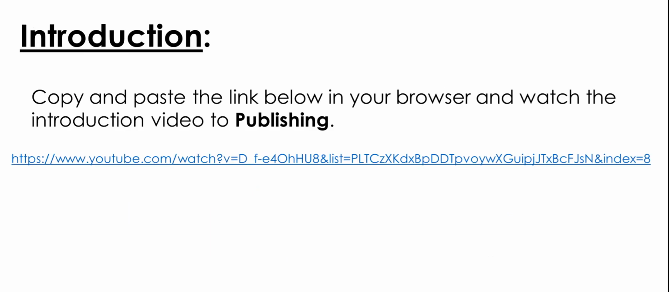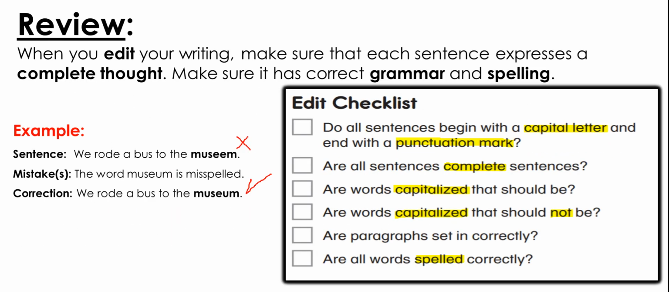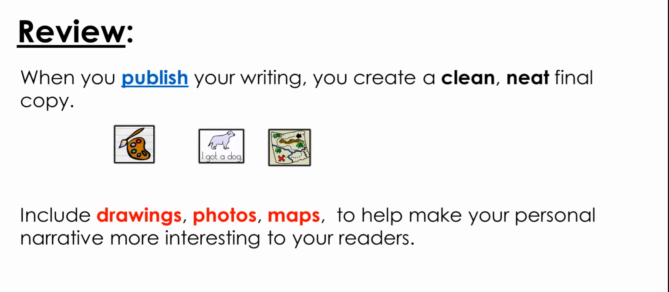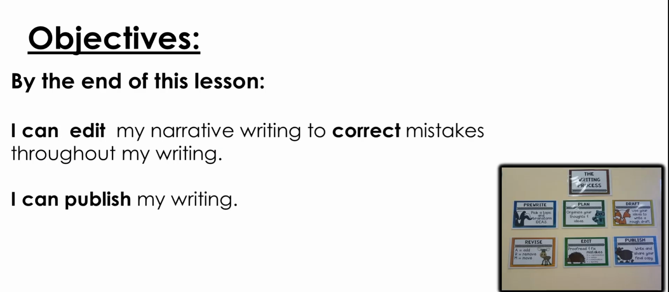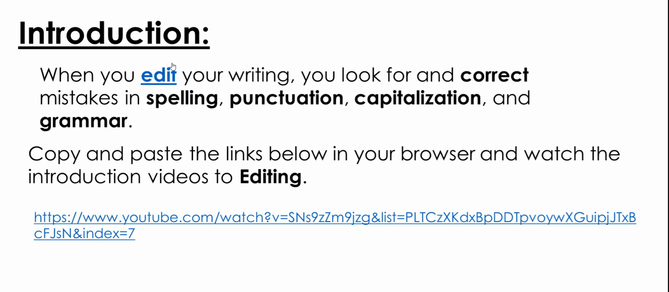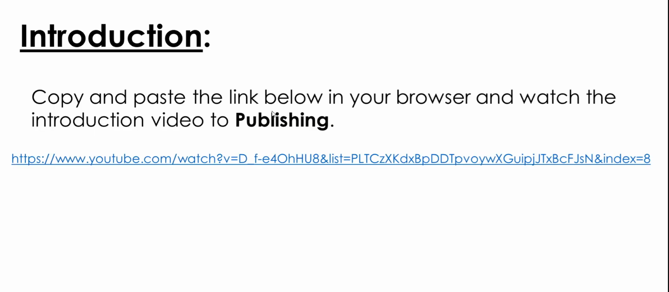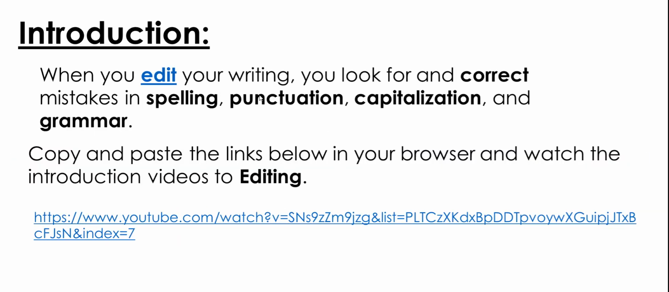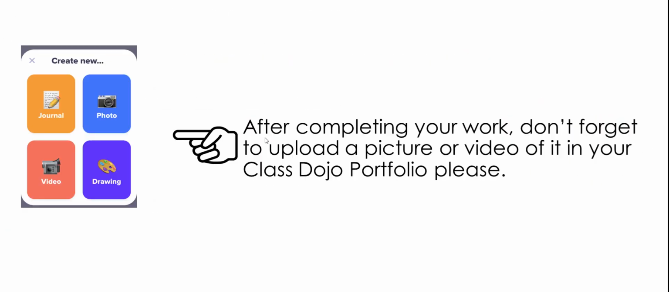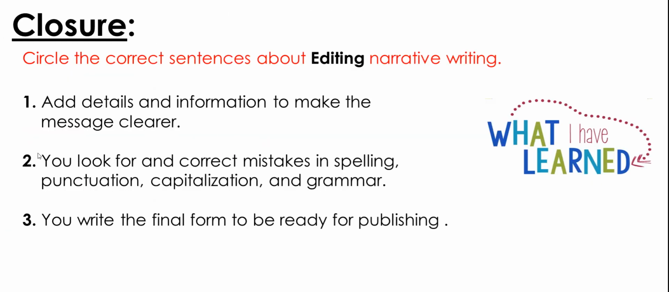What do we do when we edit? Let's see, where is it? I want you to see it. Here. When you edit your writing, you look for and correct mistakes in spelling, punctuation, capitalization, and grammar. So yes, when we do editing, that is what we have to look for. So number two is the correct answer for the closure.